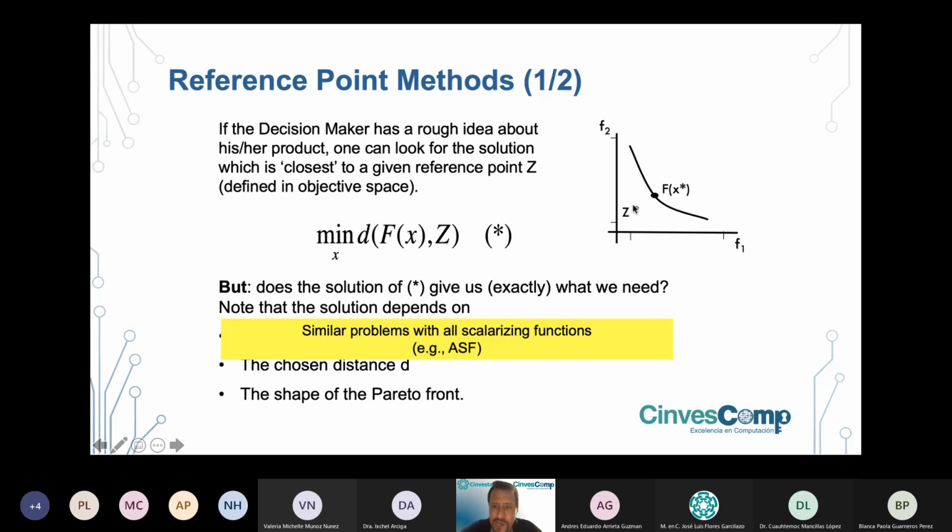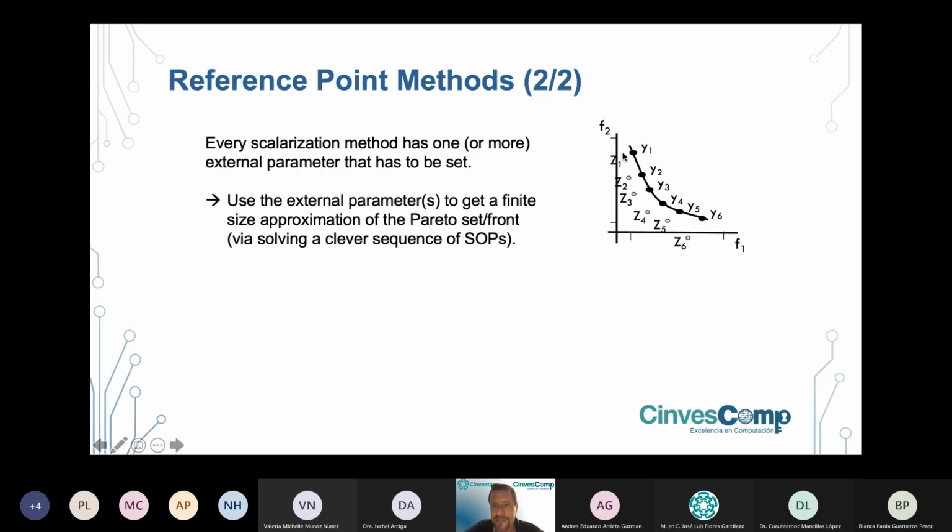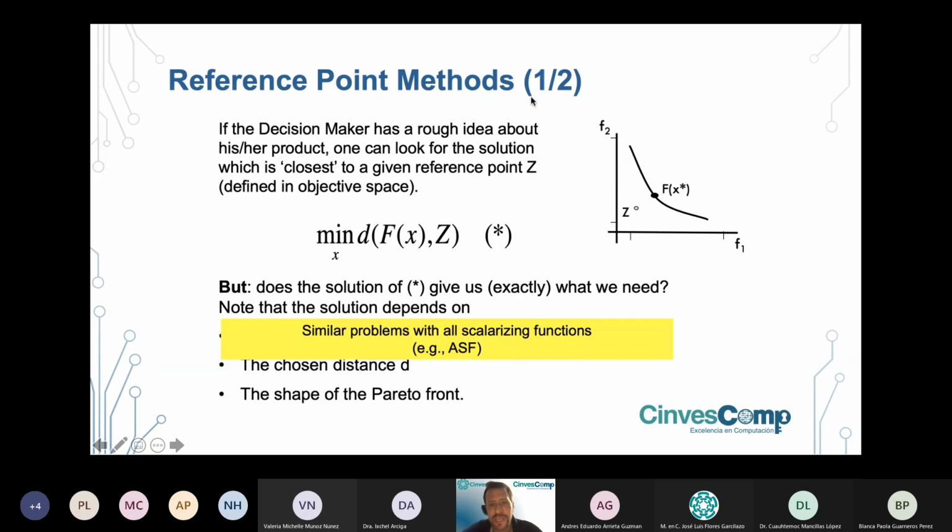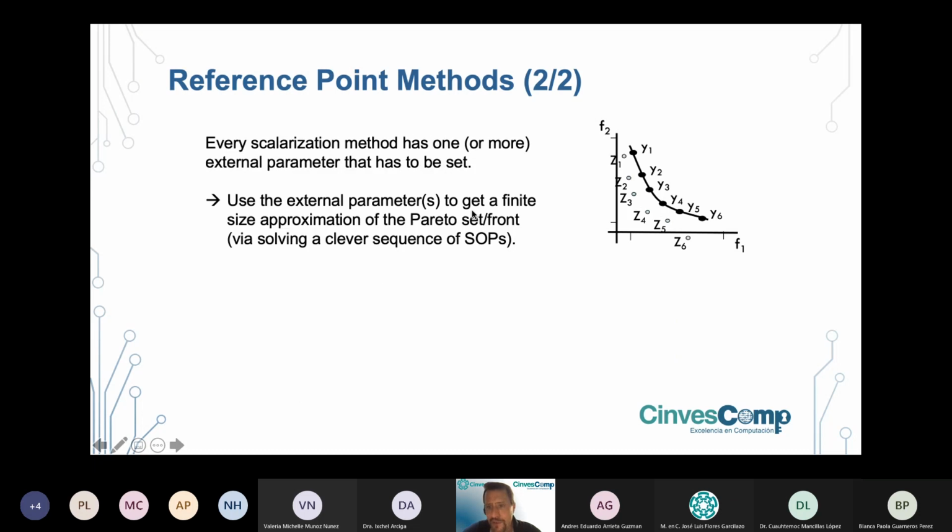So what happens if I don't take one set, but I take 6 values of set, right? So I take these 6 values of set. That means that I have to solve 6 of these problems. If I solve 6 of these problems, then I get this. And I only took 6 because my picture here cannot plot more. If I plot 20, we will get a Pareto front approximation, and the Pareto front approximation looks good.